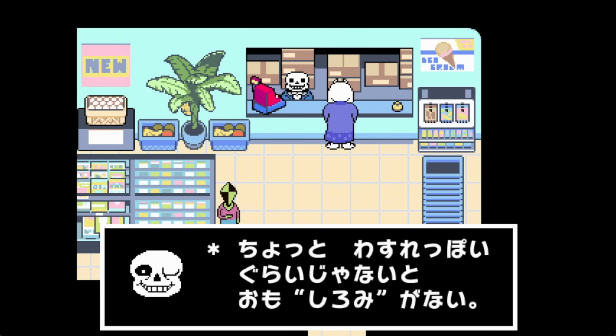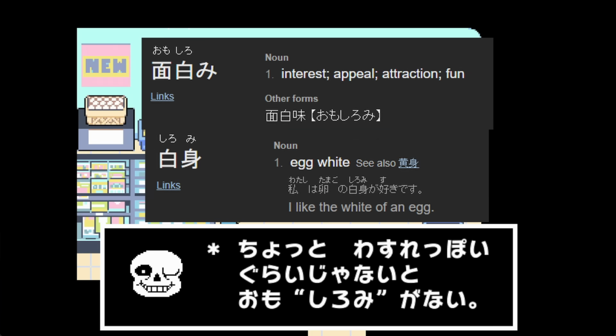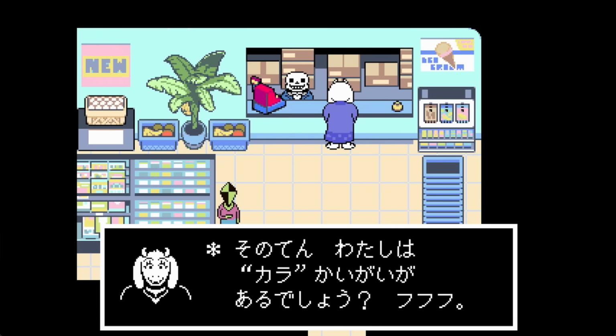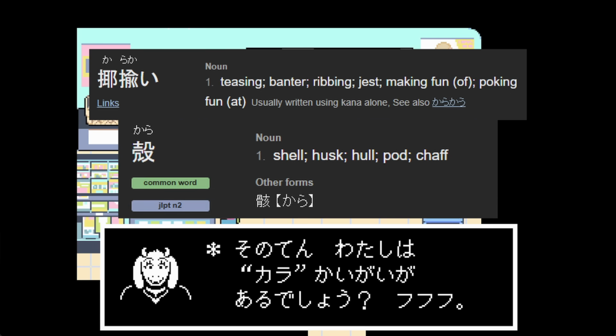Gotta be a little forgetful or there's no appeal. Sans uses omoshiromi, meaning interest or appeal, and emphasizes the shiromi part, which can also mean egg white. In that respect, I'm worth teasing, aren't I? The word used here is karakai, but the pun is with the kara part, which can mean shell.